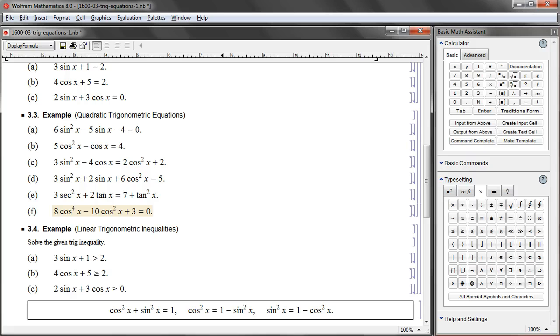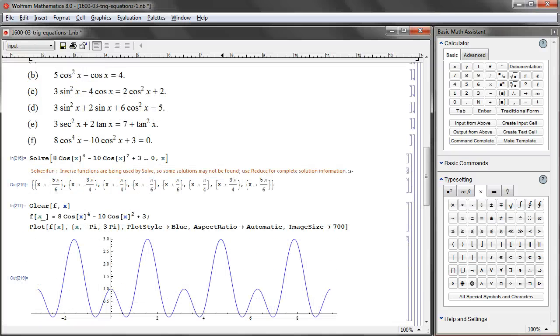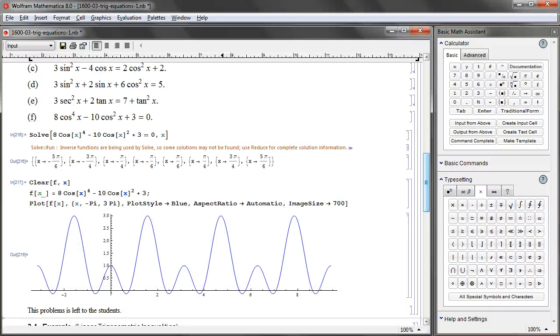This one is a little bit more challenging because this is quadratic. Cosine to the 4th power. How do we handle something like that? Well, here's the answer using Mathematica, and then here's the graph. How many solutions are there? We have 8 solutions between negative pi and positive pi. And do we have really 8? Between about negative 3 to positive 3, you can count 1, 2, 3, 4 in the left hand side of this y-axis, and then another 4. Yes, we have 8 solutions there.